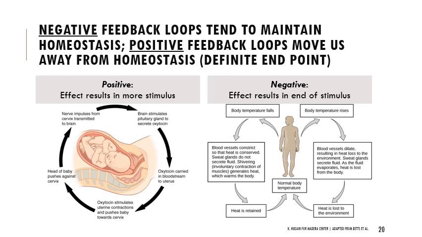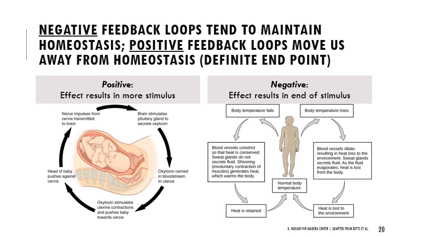So for example, a positive feedback loop is labor and delivery. You have the fetus pressing against the cervix. That's sending a signal to the brain to secrete more oxytocin, which causes stronger contractions and pushes the baby more against the cervix. So you have the effect resulting in more stimulus. And so that goal is to get the baby out of your body, which is moving you out of homeostasis and getting you towards an end point. So that's a positive feedback loop.